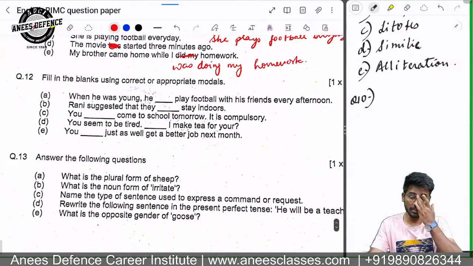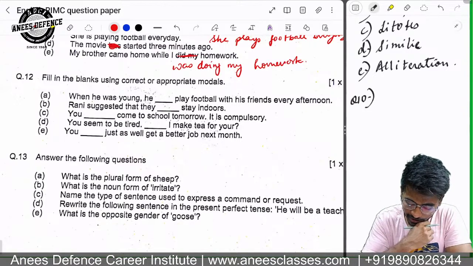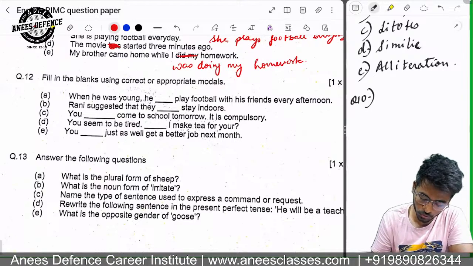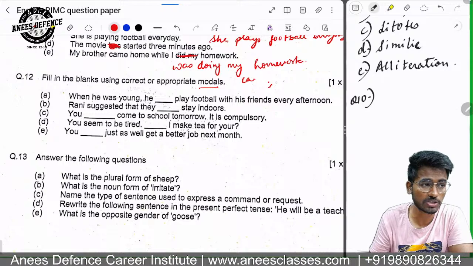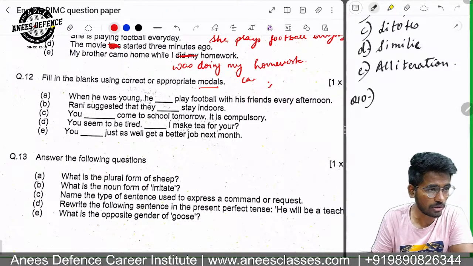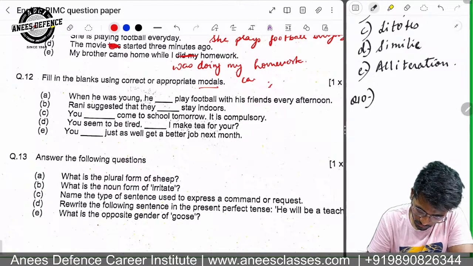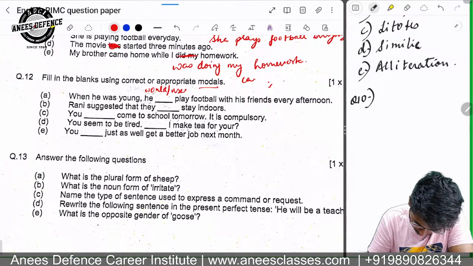Fill in the blanks using correct, or you can say the appropriate modals. When he was young, he dash play football with his friends every afternoon. Do you know what are modals? Modals are nothing but can, could, shall, should, must, might, may, used to, although. Okay, all these are nothing but modals. Modal auxiliary verbs बोलते हैं हम इसको. When he was young, he dash play football with his friends every afternoon. You can write over here he would. You can also write used to.